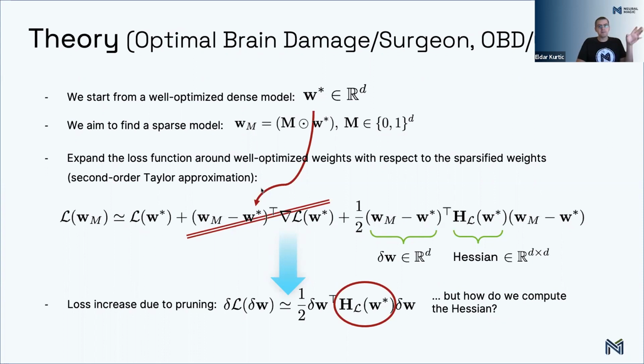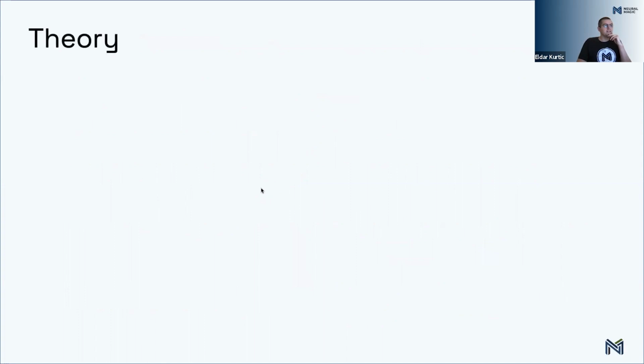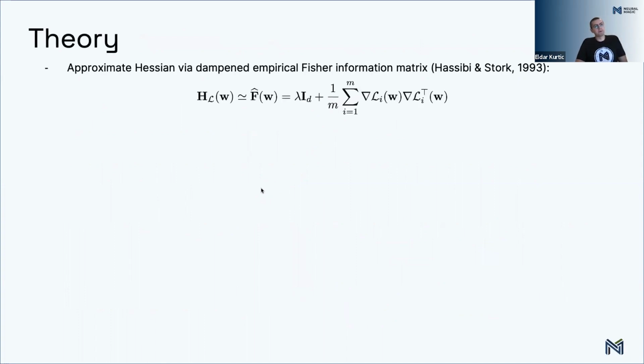As we all know, this is a D by D matrix, which is extremely huge, and we cannot compute it because this is a matrix of second order derivatives. We would need to do a forward-backward pass for each one of them to compute, which is infeasible for networks that we are working with these days.